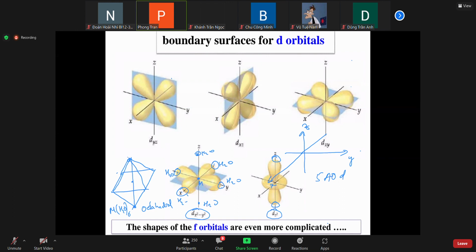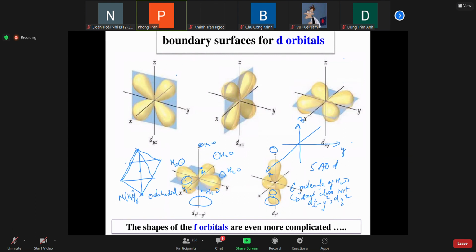So that means if you take 6 molecules of water, they will have a direct, or close, interaction with dx² minus y² and dz². Okay? How about this orbital? Let's say this one. Let's talk about this one.